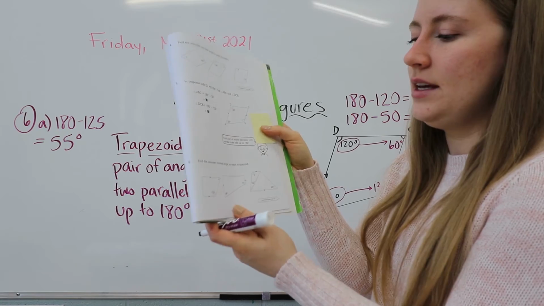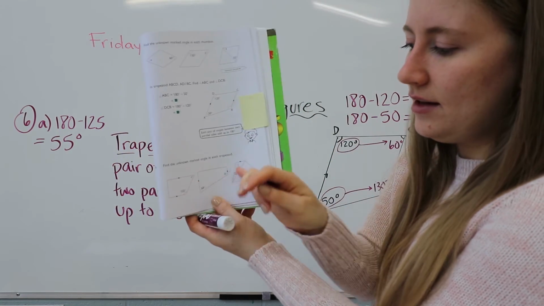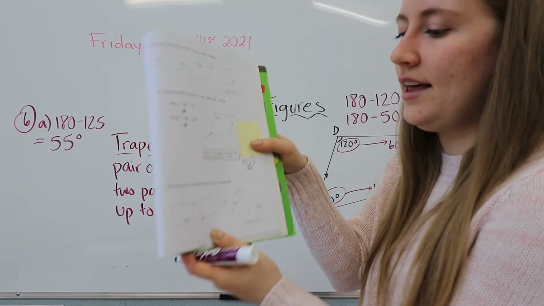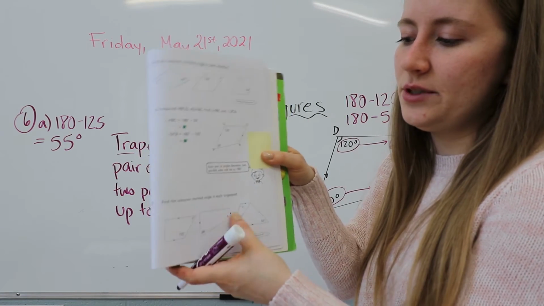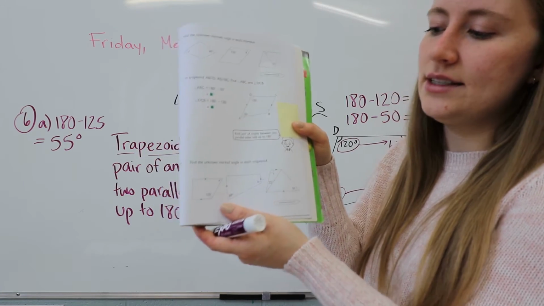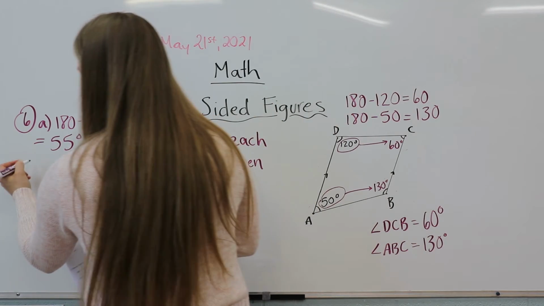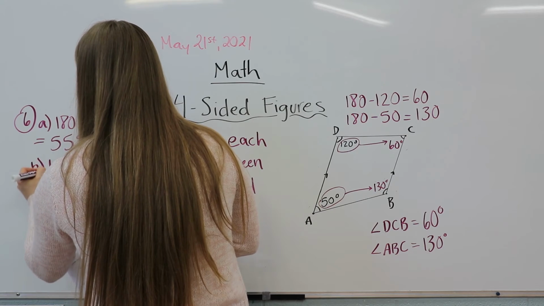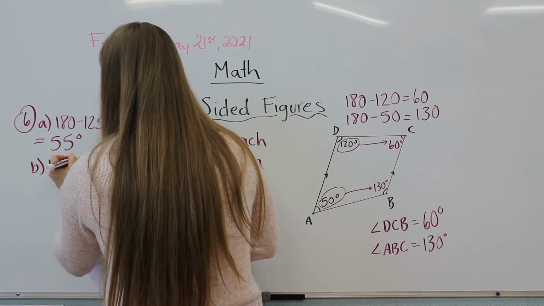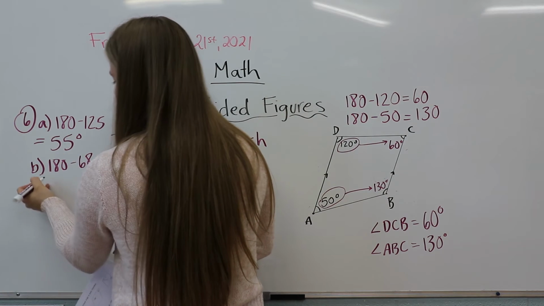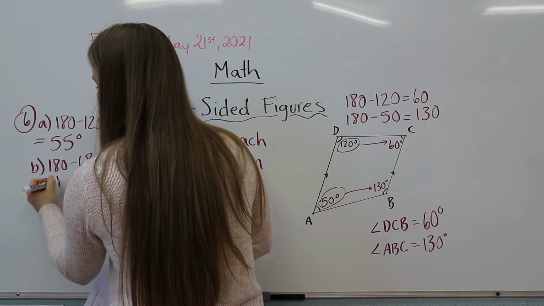Okay, let's look at B. So again, they've shown us the parallel lines with our arrows, and they've given us the pair of angles that are between the 2 parallel sides. We have 68 degrees and then B. So for B, we have to do 180 minus 68, which is going to give us 112 degrees.